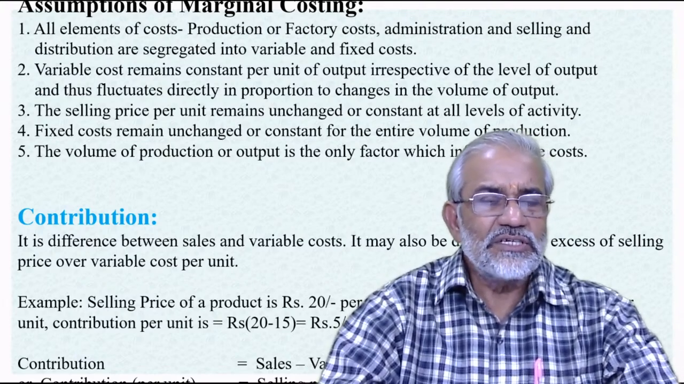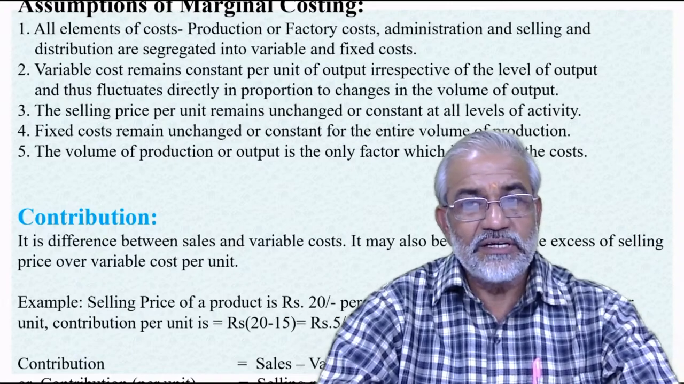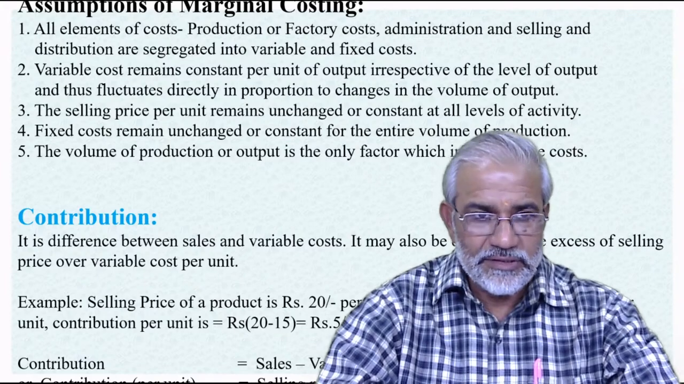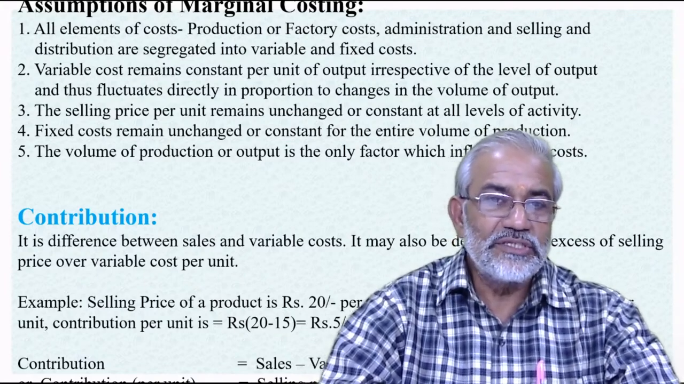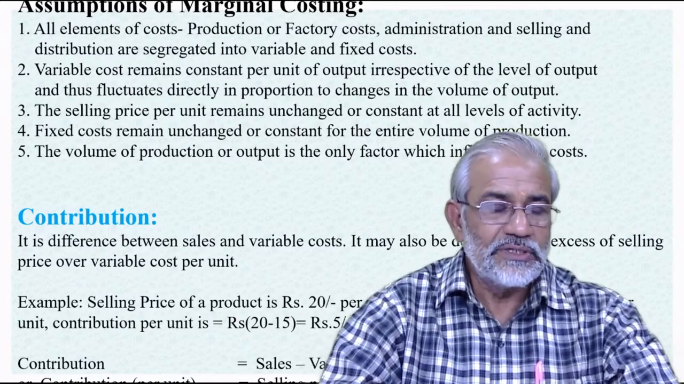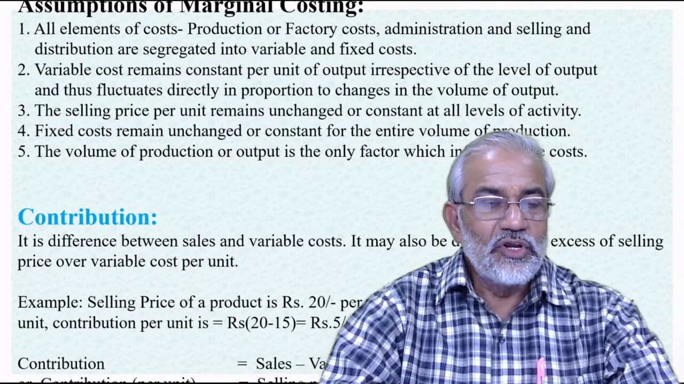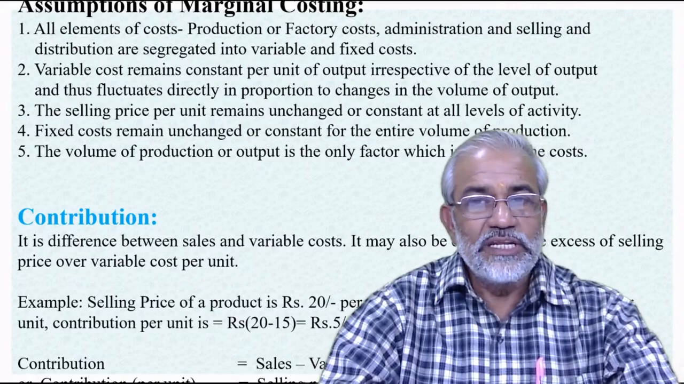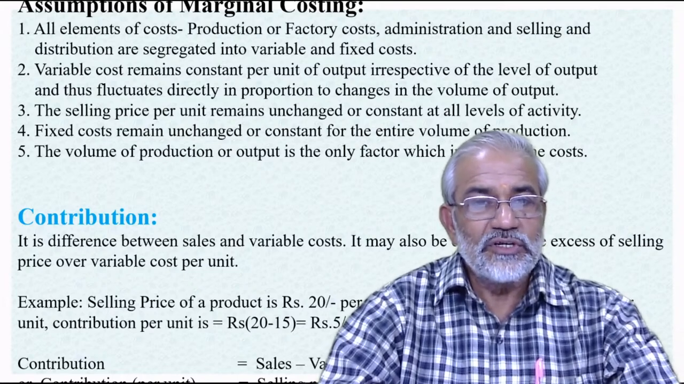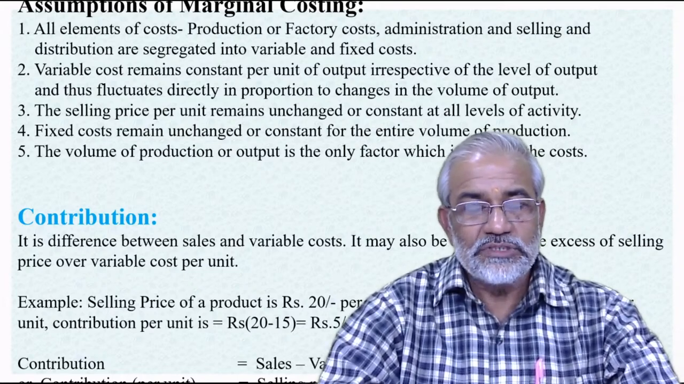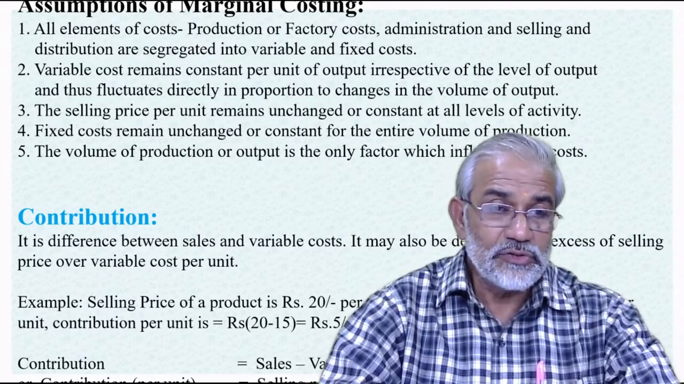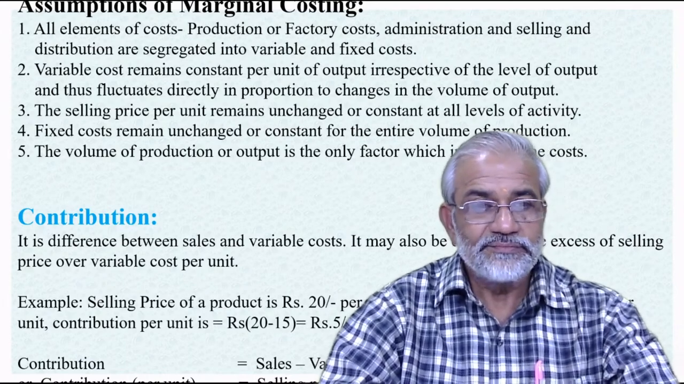Of course, the fixed cost is supposed to remain constant for a certain degree of production, whereafter it ought to vary, but we usually assume that the fixed cost remains unchanged or constant for the entire volume of production. The fifth assumption is that the volume of production or output is the only factor which influences the cost. That means when the volume of production goes up or goes down, that will definitely influence the cost, because the fixed cost per unit will either go up or go down.